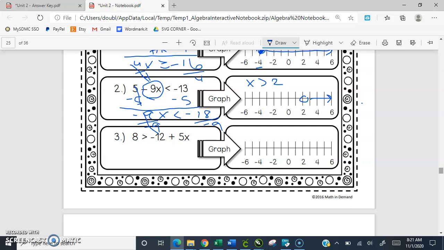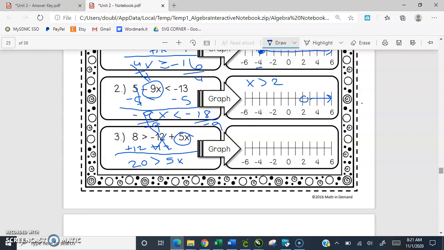So what we need to do is get 5x by itself. So we have to add 12 to both sides. Okay, again, it's just like equality. We need to get our variable by itself. So now we have 5x is less than 20. Or you can say 20 is greater than 5x.